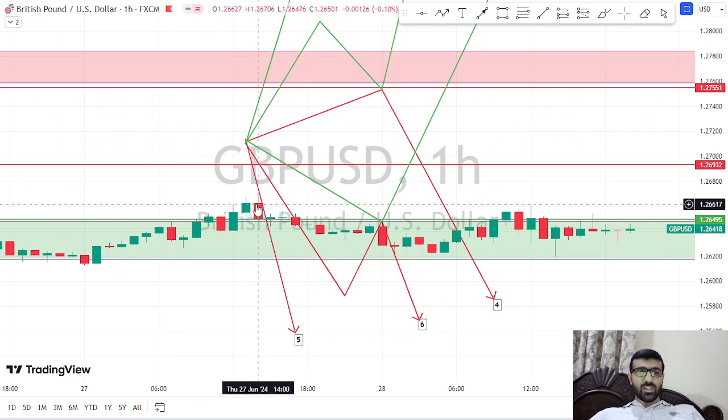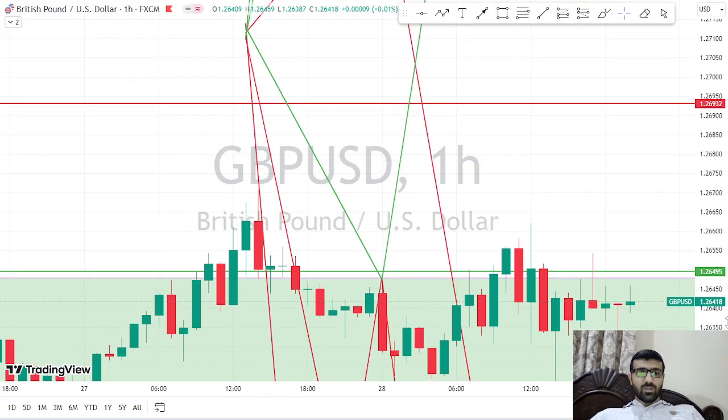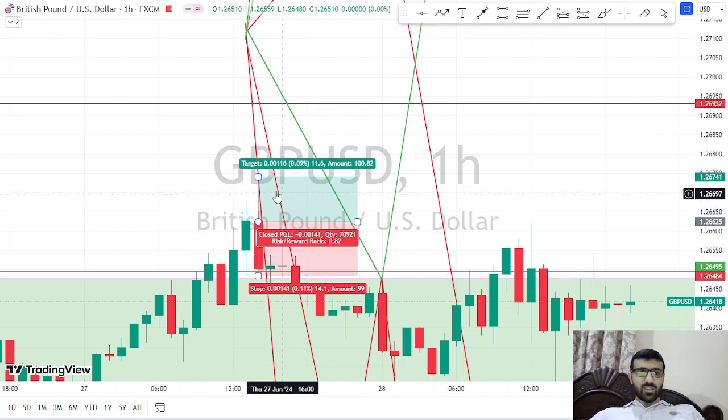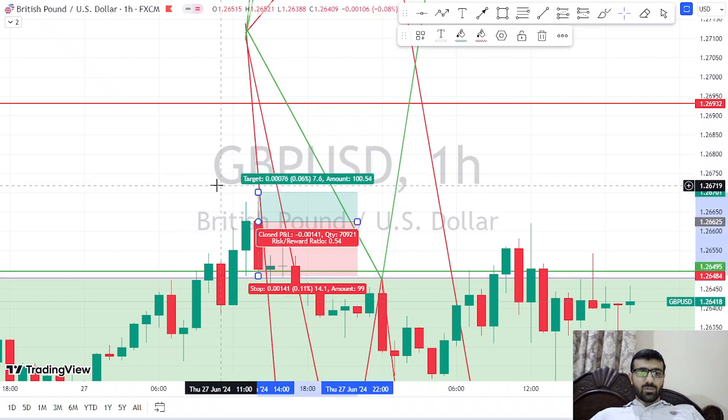If we would have taken a buying entry over here, maybe we would have made a little bit of profit. Let me take that trade for you guys. So this will be our entry. Our stop loss will be approximately over here, and our take profit will be approximately over here.